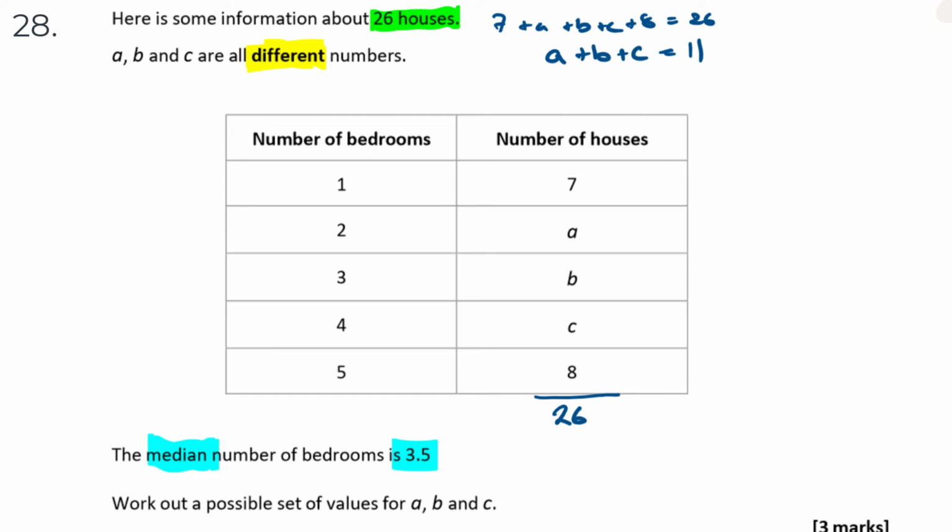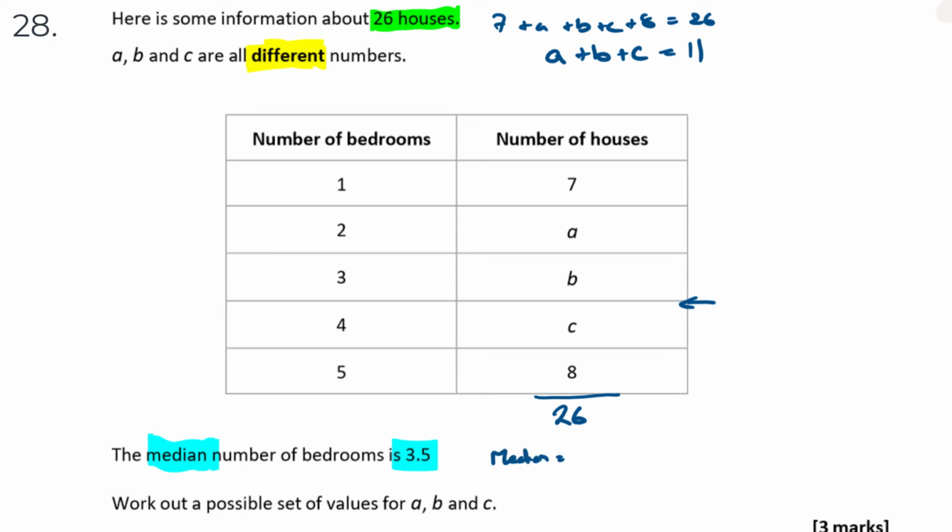Now I'm going to come back to that fact. I think that might be important later. The median number of bedrooms is 3.5. Okay? So the median lies here between these two groups. Okay, so the median is in the middle.